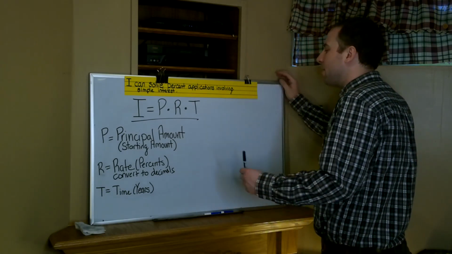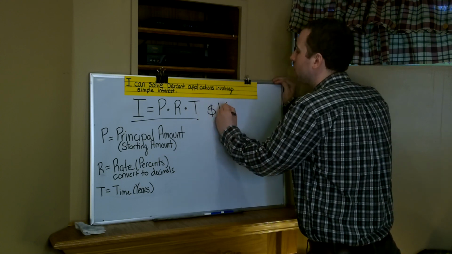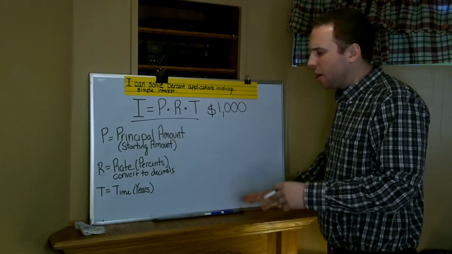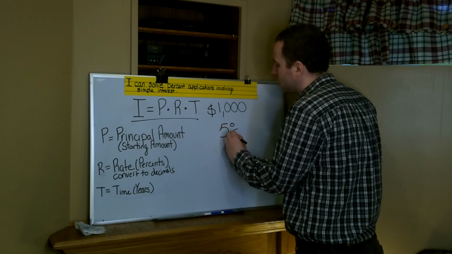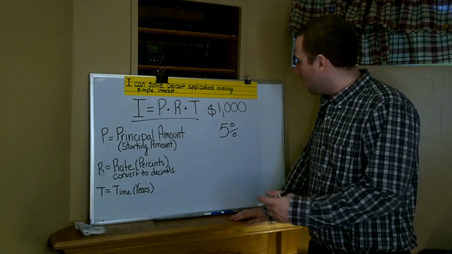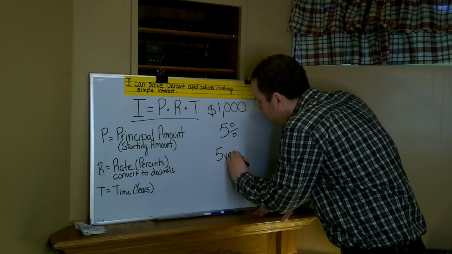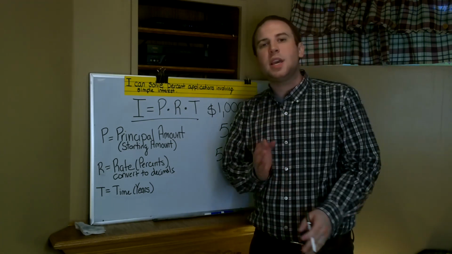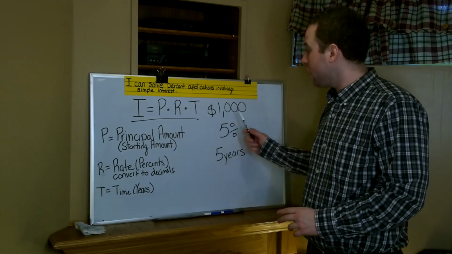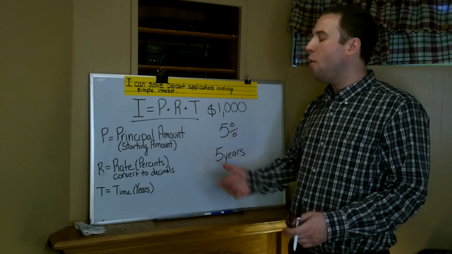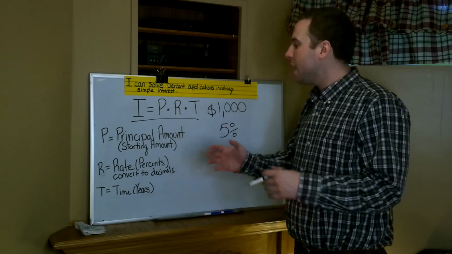So let's say, for example, we start off with a bank account that has $1,000 in it. Start off really, really high. Let's say that our bank charges 5% interest, and that we keep this money in the bank for 5 years. We want to figure out the interest for this amount of money at a 5% rate for 5 years. All we do is multiply our principal times our rate times our time, but we have to set it up in a certain way.